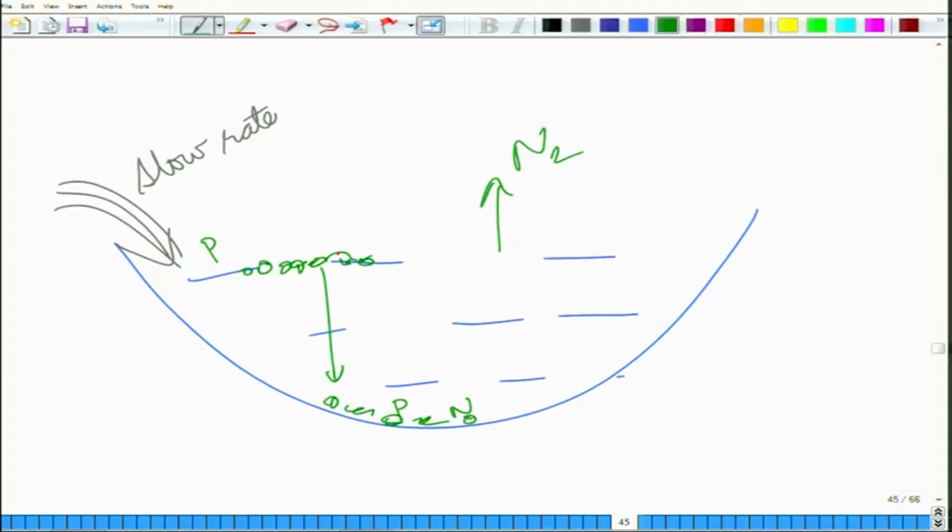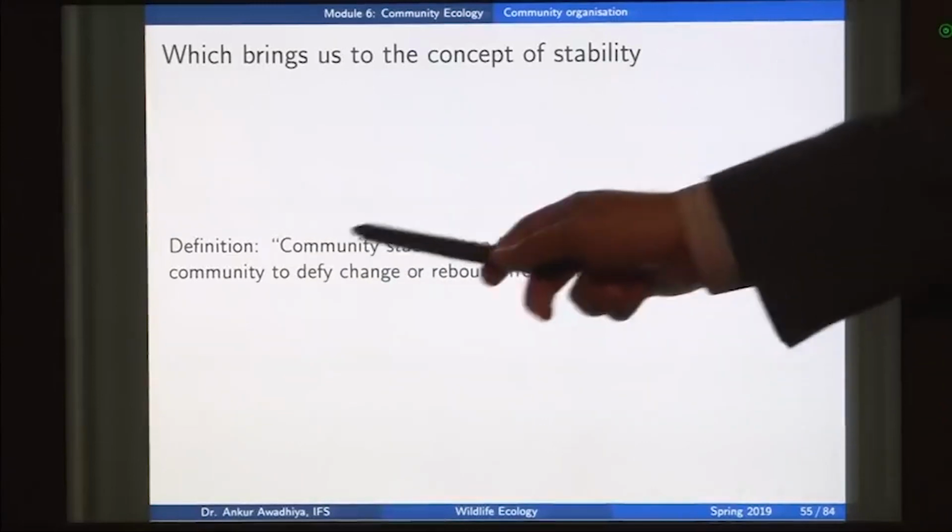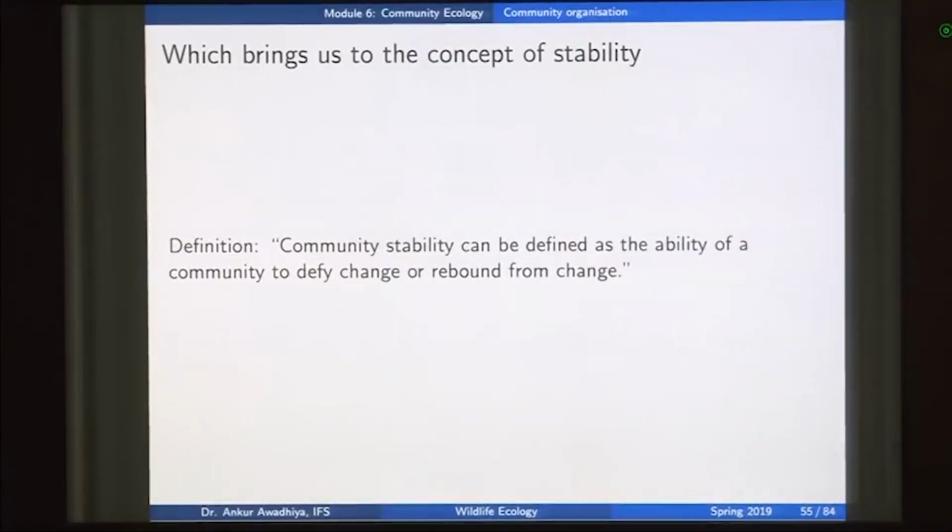So, if you are giving these changes at a very slow speed, or if the quantum of changes is less, in that case the system is able to resist the change, because you are giving it these nutrients, but the system is able to push those nutrients away, so that there is no change in the community. So, that is the resistance to change, defying the change, or the ability to rebound from the change.